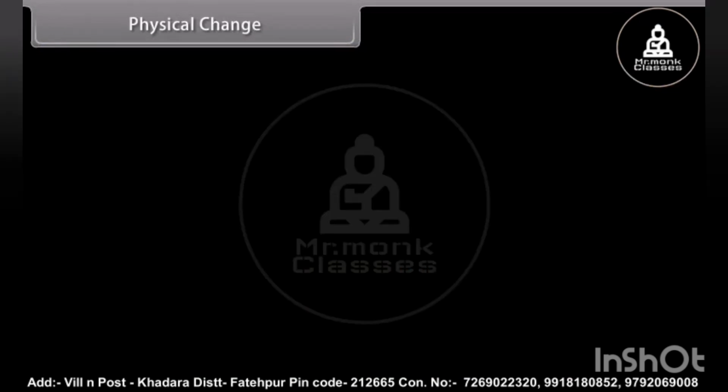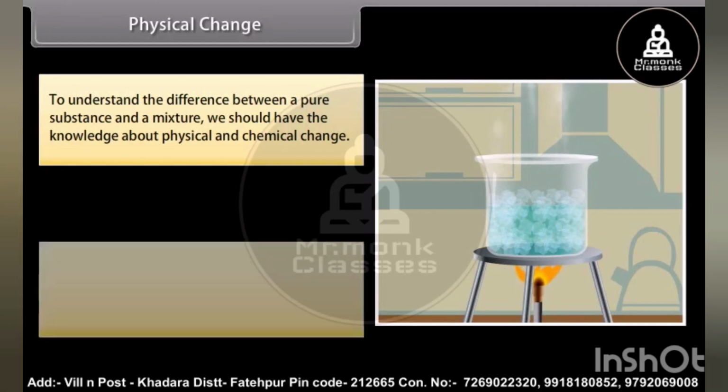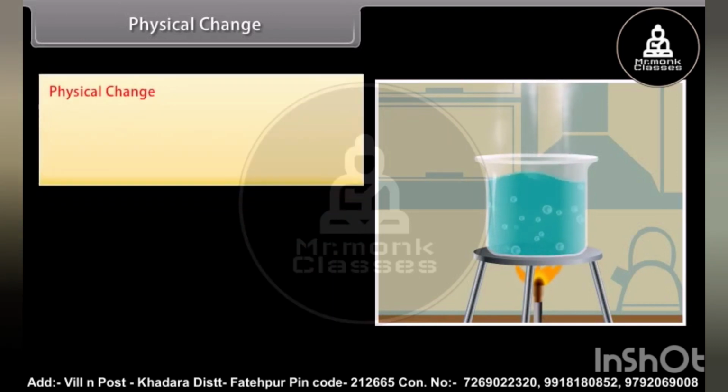Physical change. To understand the difference between a pure substance and a mixture, we should have knowledge about physical and chemical change. Color, hardness, rigidity, fluidity, density, melting point, boiling point, etc., are the physical properties.